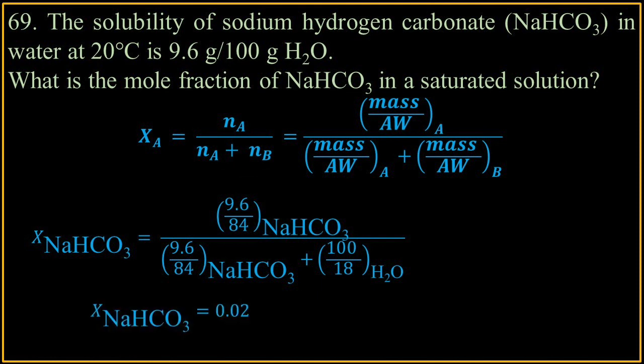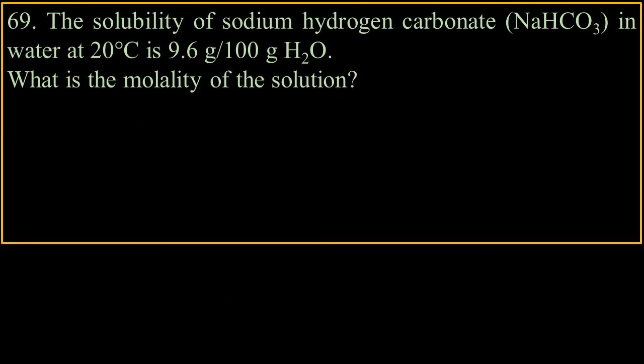So it'll be 9.6 over 84. Do the bottom. It's going to be 0.02 is going to be the mole fraction of sodium bicarbonate. So therefore, the water fraction will be 1 minus 0.02, which will be 0.98. So you have a solution by mole fraction for sodium bicarbonate in water of sodium bicarbonate 0.02 and water 0.98.